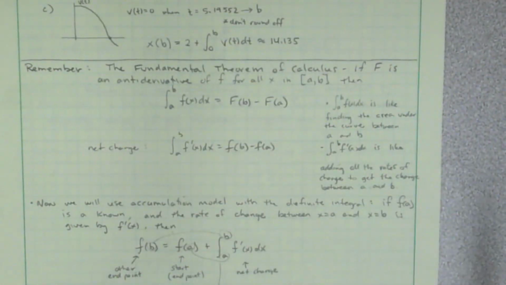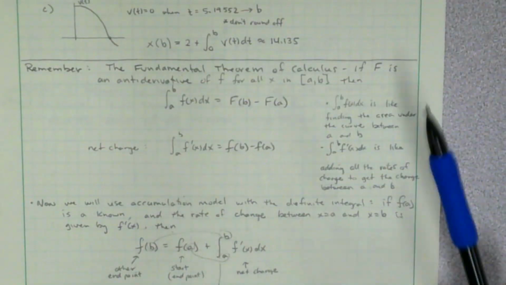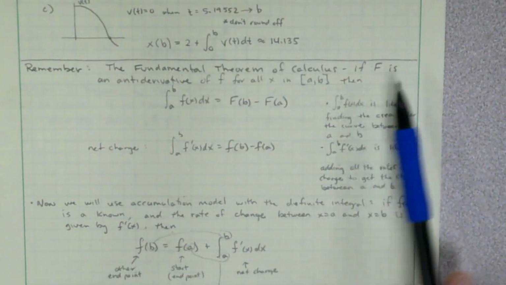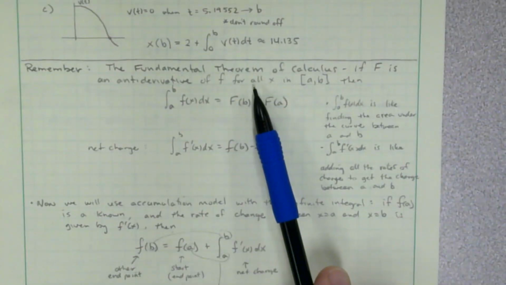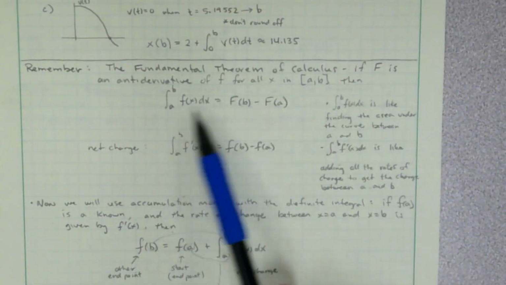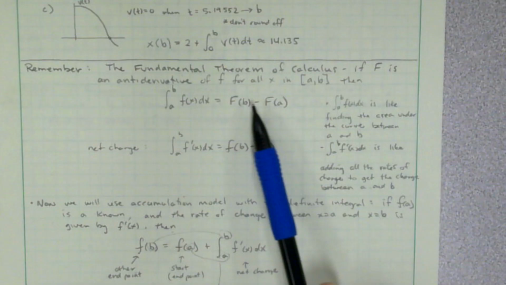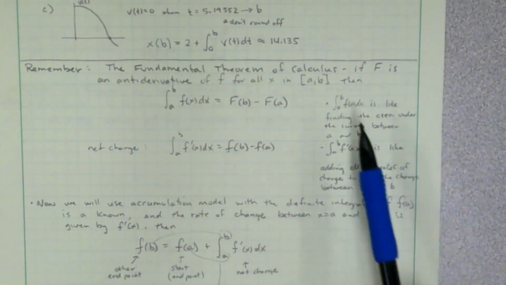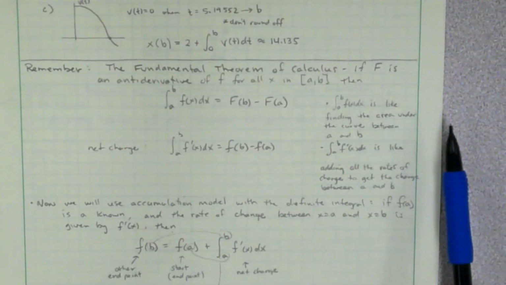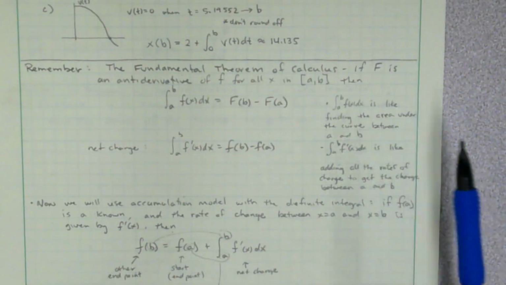So take a moment here and try and look at that. The fundamental theorem of calculus, remember: if F is an antiderivative of a function f for all values of x, then this is true. This is how we evaluate our functions after we integrate them. We find the antiderivative and plug in the upper limit minus the lower limit. If I do that, I'm thinking about this as the area under a curve between a and b.